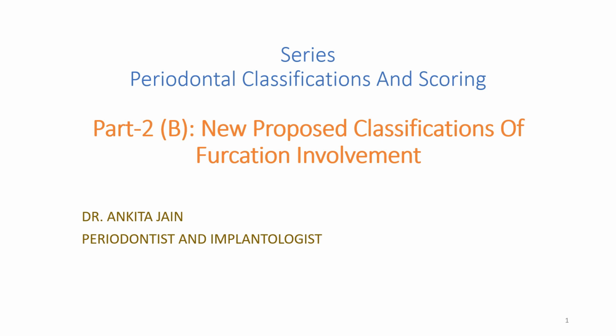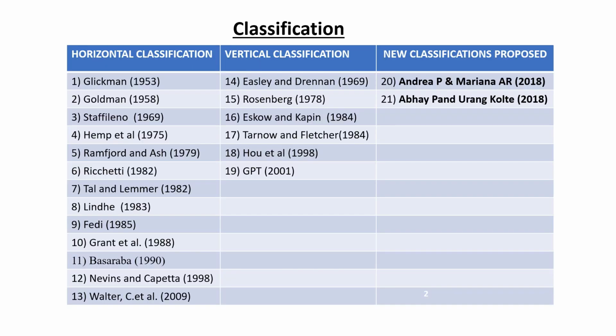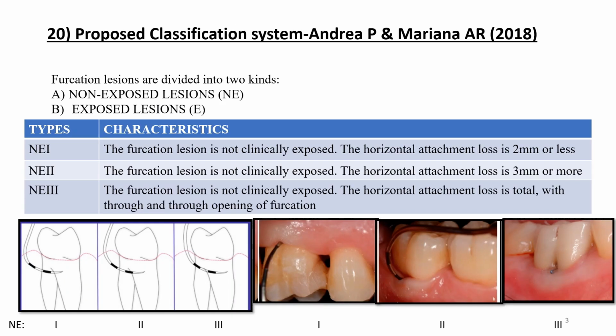Today, let's go with these classifications. So horizontal classifications and vertical classification, both of which I have already discussed in my last video. Today we are going to just discuss these two classifications which were proposed in 2018 by Andrea and Mariana and by Dr. Kotle and team. So the proposed classification system by Andrea and Mariana in 2018 is as follows. They have actually divided the furcation lesions into two, that is non-exposed lesions and exposed lesions.